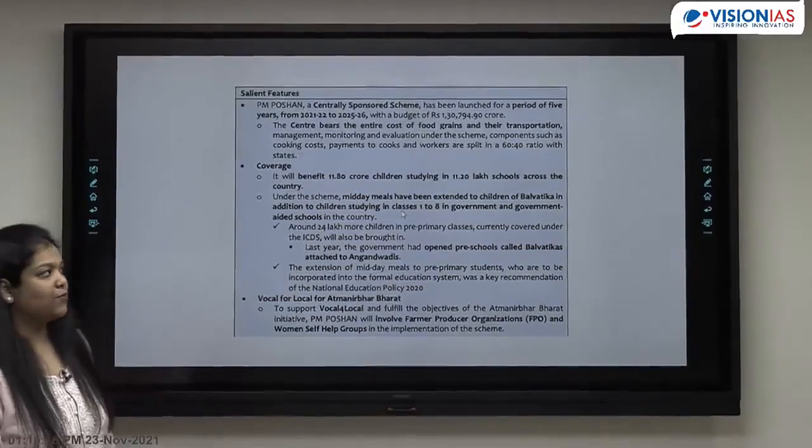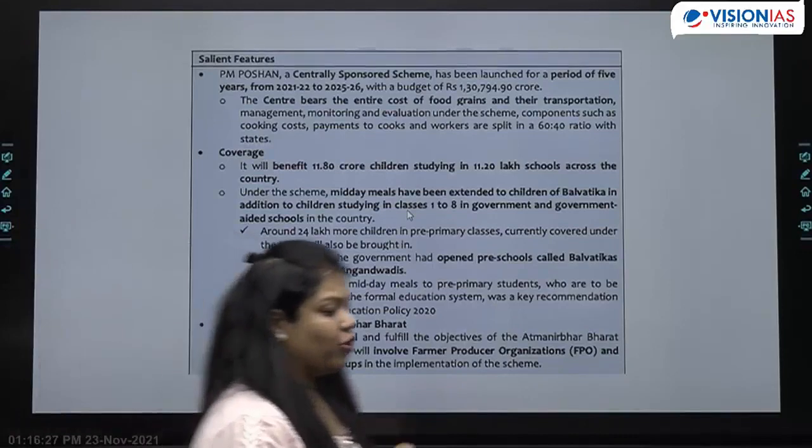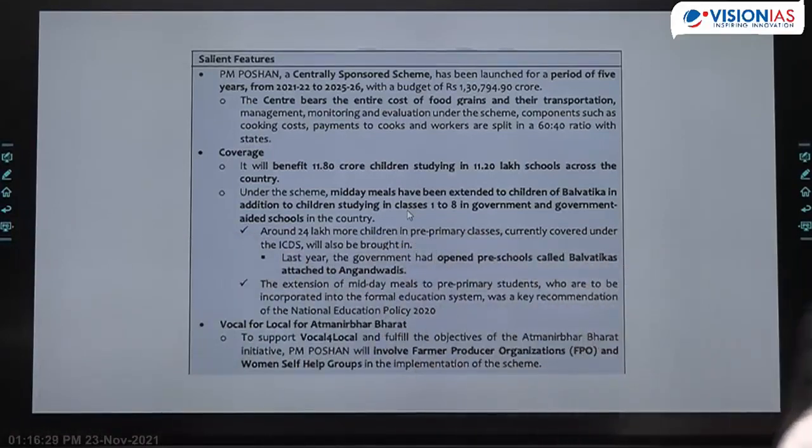It will be a centrally sponsored scheme launched for a period of 5 years. The entire cost with respect to food grains, transportation, management, monitoring, everything will be borne by the Central Government, whereas the cooking cost and payment to the cooks and the workers will be split in the ratio of 60:40. So it's a centrally sponsored scheme.